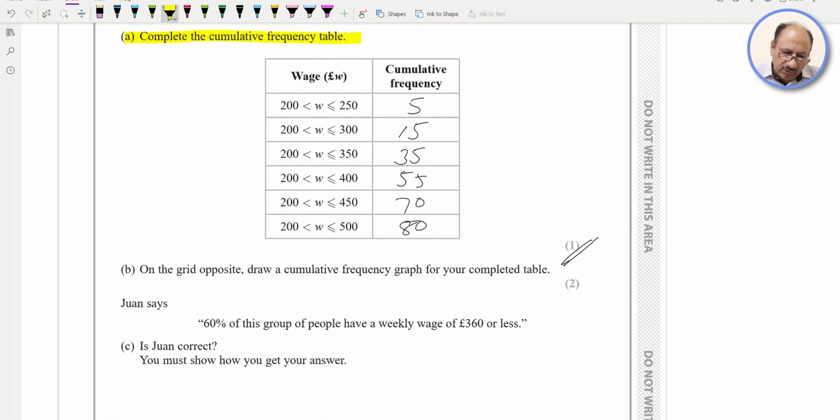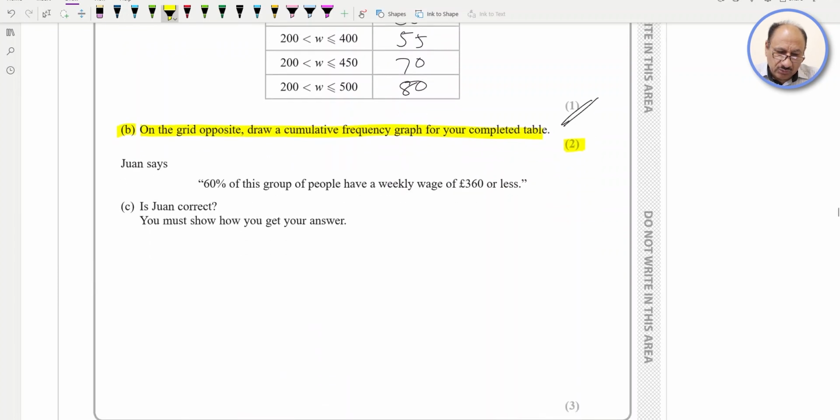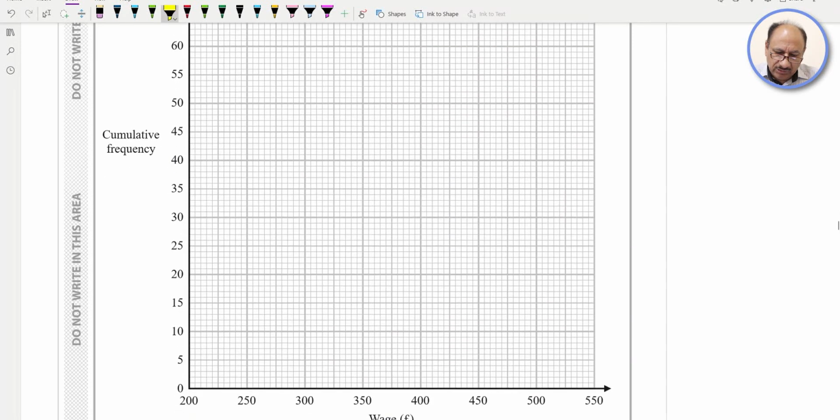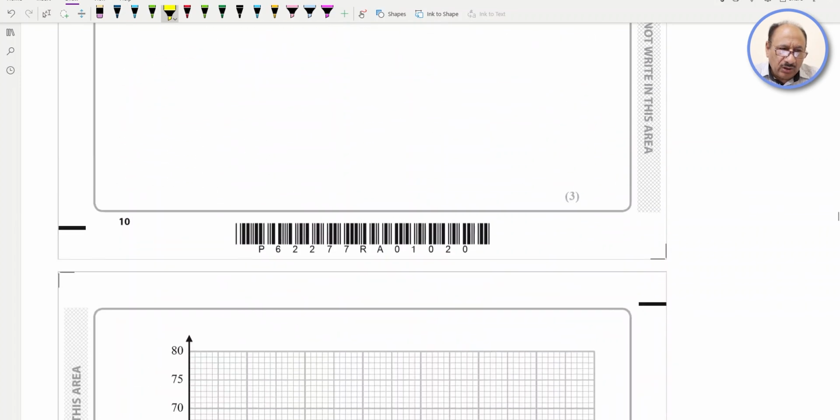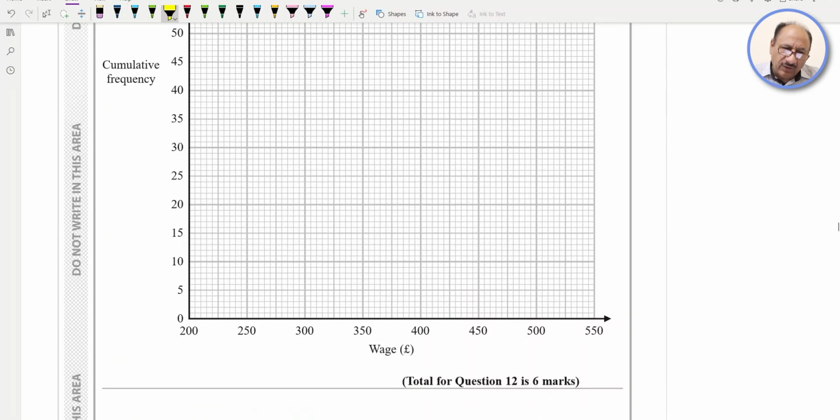A part is over. B part, on the grid opposite, draw the cumulative frequency graph for your completed table. So drawing the graph is basically a 2 marks question. So we can draw over here. First value will be up to 250 is 5. So up to 250, 5 we will indicate over here. This is 250 and 5 will be this one. So this will be our first mark.